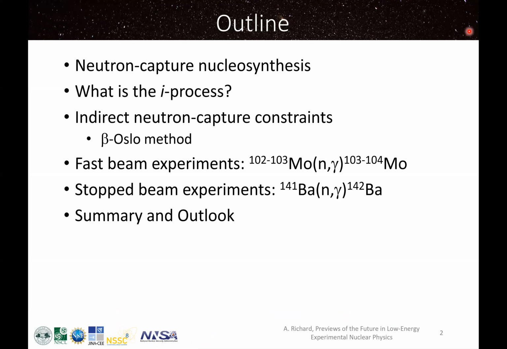And then after that, I'll go into what exactly the i process is and how we can apply some indirect neutron capture constraints for i process nucleosynthesis using the beta-Oslo method. And then I'll talk about two classes of experiments, one at the NSCL to constrain the neutron-rich molybdenum isotopes, and one done at Argonne National Laboratory to constrain the neutron-rich barium. And after that, I'll give a summary and an overview and outlook.